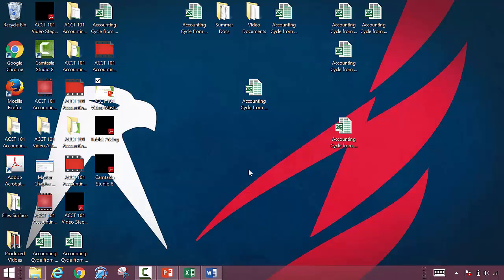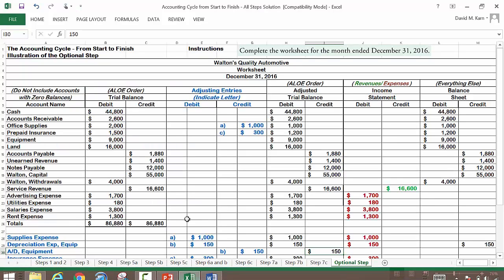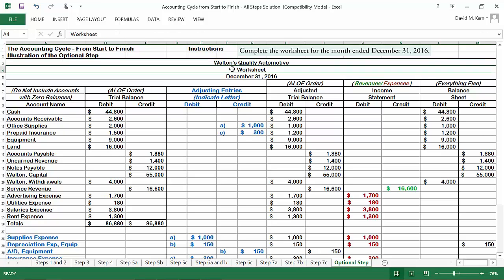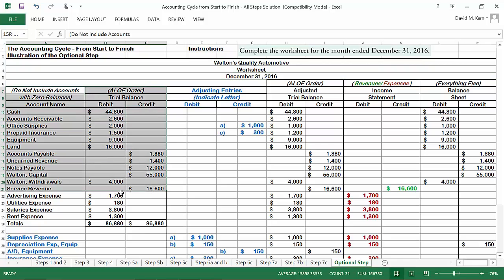I'm going to minimize this and go right into the actual completed problem of the worksheet here. So again, we'd have our heading, we're preparing a worksheet, and the specific date. Now notice that the first thing that you would have would be step 4, which is your trial balance. You'd start off with directly copying that in from step 4. The thing you want to remember here is don't include any accounts with zero balances. Sometimes textbooks may include those, and in real life, we definitely wouldn't include any account that has a zero balance. So just keep that in mind.